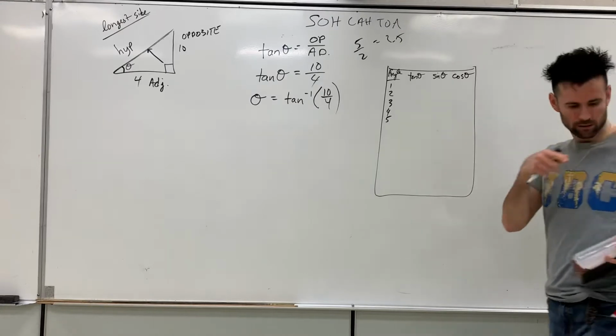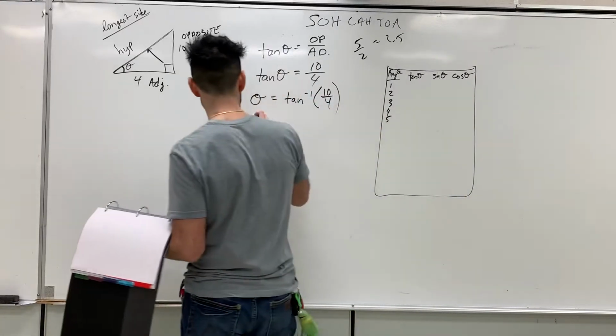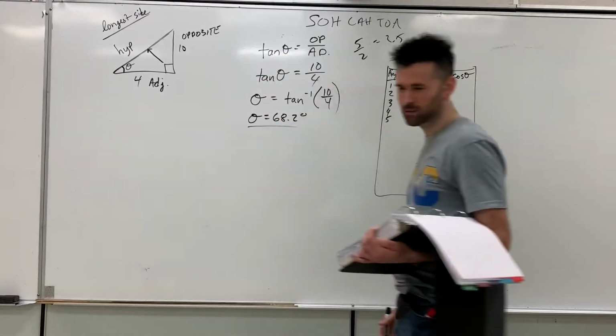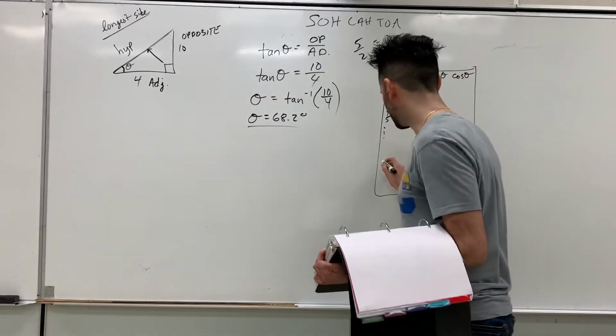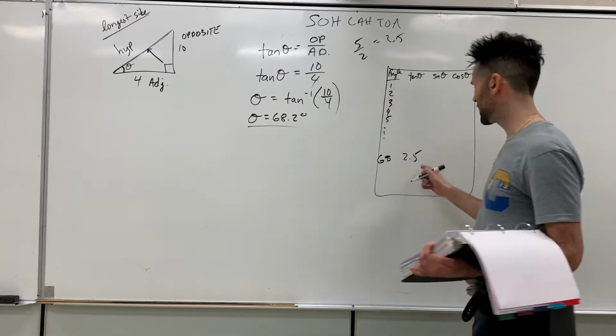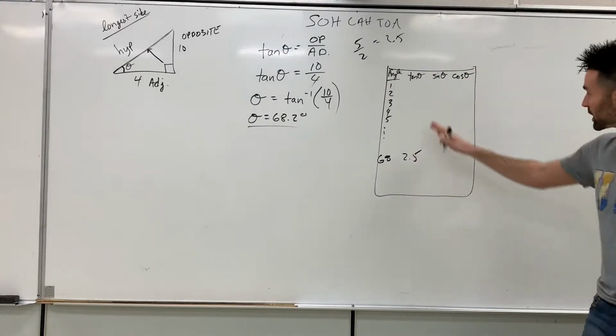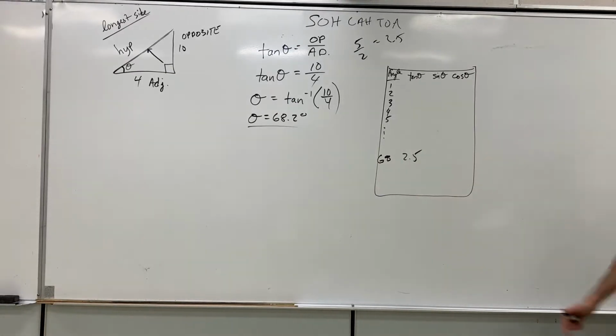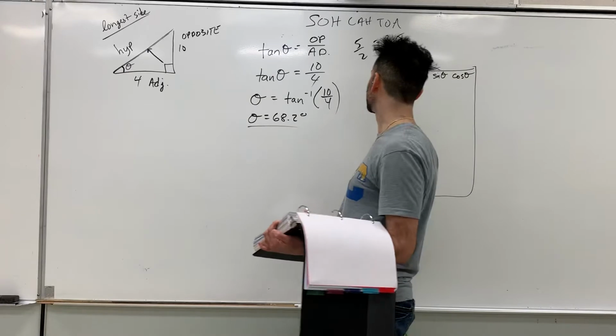So what do we get? 68.2. Oh, I guess I have that on my paper. But yeah, I wanted you guys to try. So 68.2 degrees. Somewhere down here in the table, it would have been 68 degrees, and then it would have been 2.5. You would go backwards and look and say, if the tan ratio is 2.5, the angle is 68 degrees. Now we do it on our calculator. There it is.